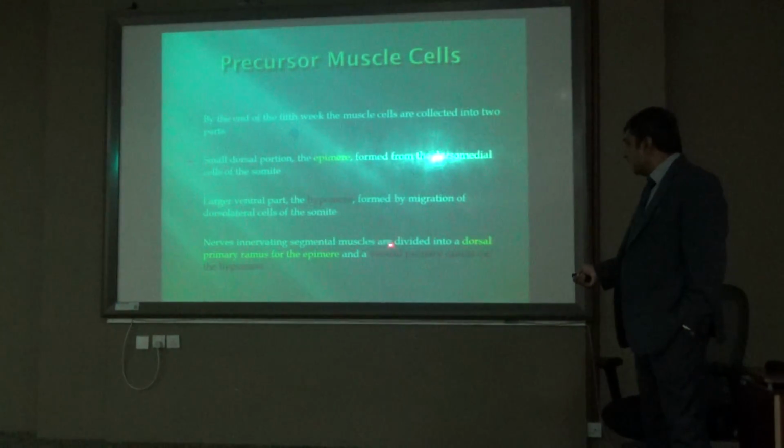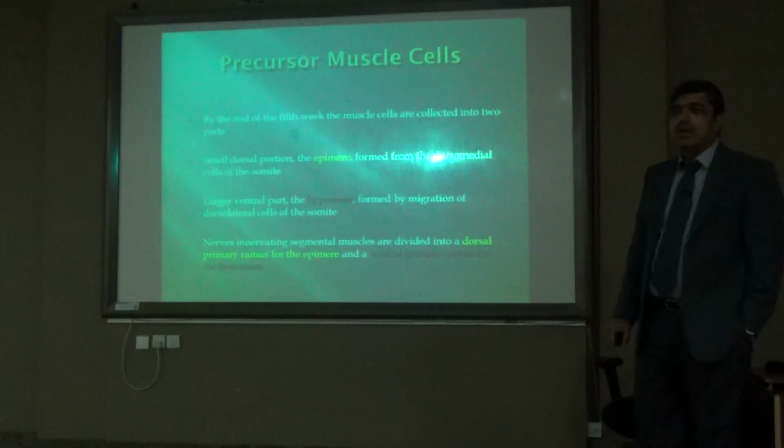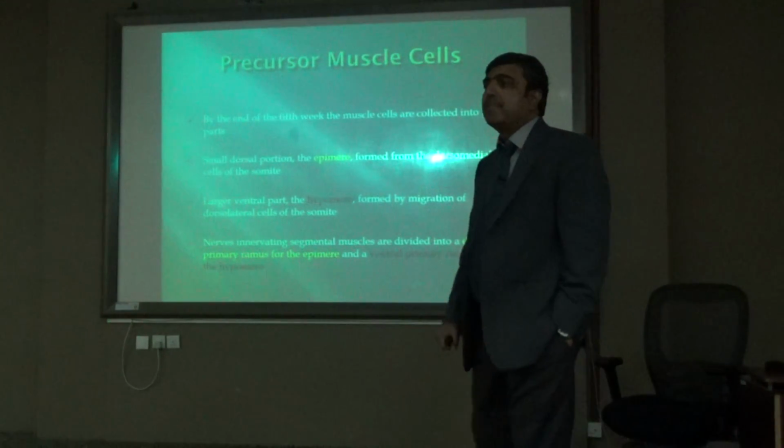Nerves innervating segmental muscles are derived from the dorsal primary ramus for the epimere and the ventral primary ramus for the hypomere. Do you understand this sentence? What is this? The nerve supply.